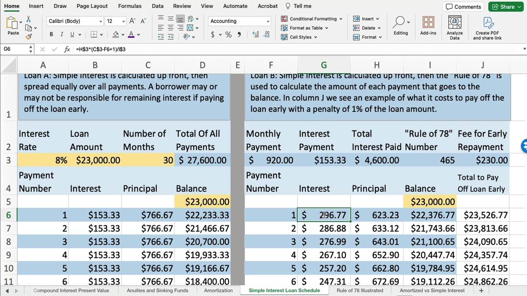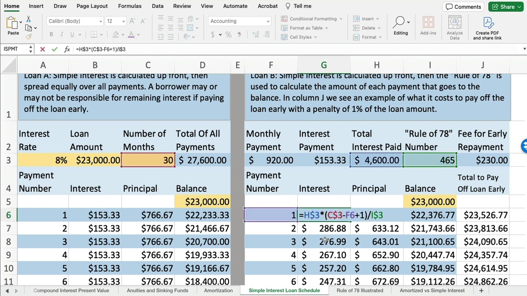So pay attention to this interest calculation because it's very complicated. It has parentheses in it, so I'm just going to read it across twice. And this is the interest portion under the rule of 78. Okay, and it involves that rule of 78 number that we had. So notice $3 is part of this calculation here.